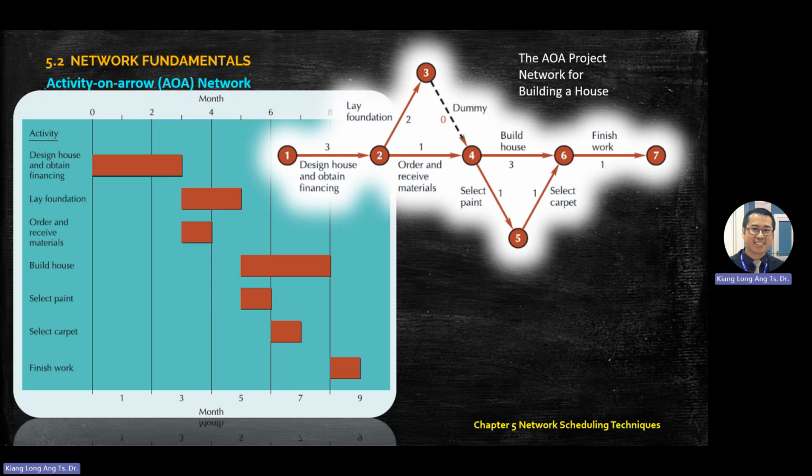So you go to node number 4, you build houses. Build houses takes 3 months, so you draw an arrow, 3 months. But when you build houses, you also select paint. So you split into 2 arrows again. Okay, this is node number 4. So here also, at node number 2, you split into 2 because they start at the same time.